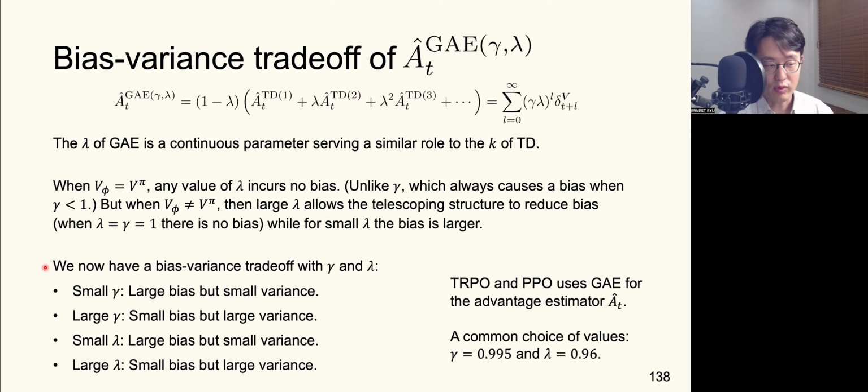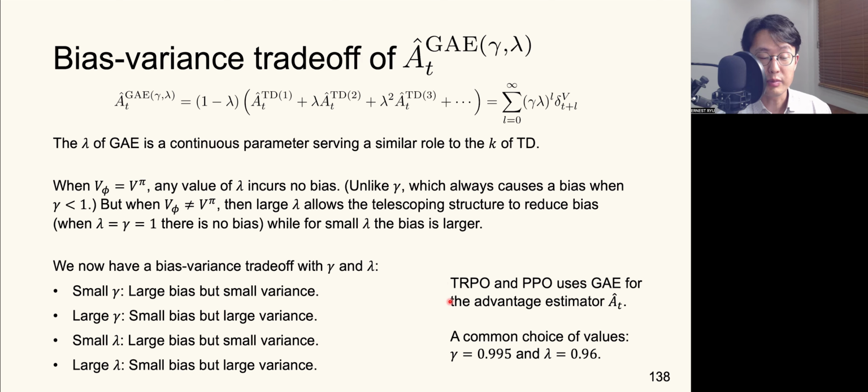Now to summarize, here's the bias variance trade-off with lambda and gamma. If you use a small gamma, that's large bias but small variance. With large gamma, that's smaller bias but larger variance. And by large gamma, I mean a gamma that is close to 1. Similarly, for lambda, for the GAE estimator, a small value of lambda incurs a large bias but small variance, and a large lambda, a lambda close to 1, incurs a smaller bias but a larger variance.